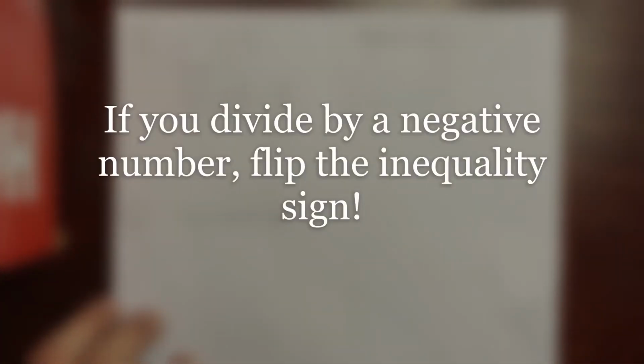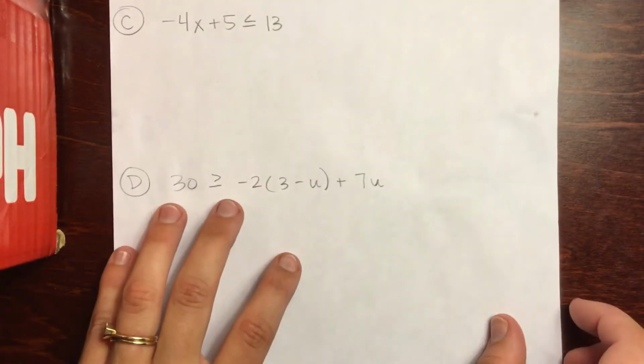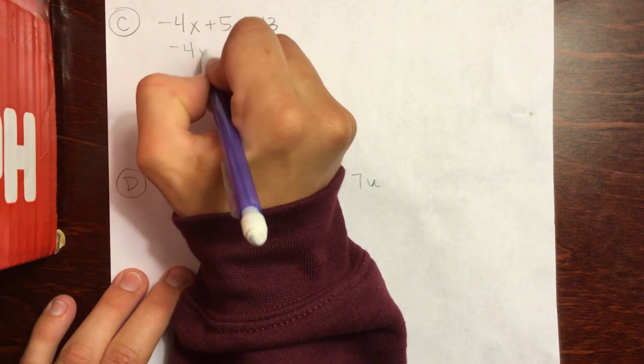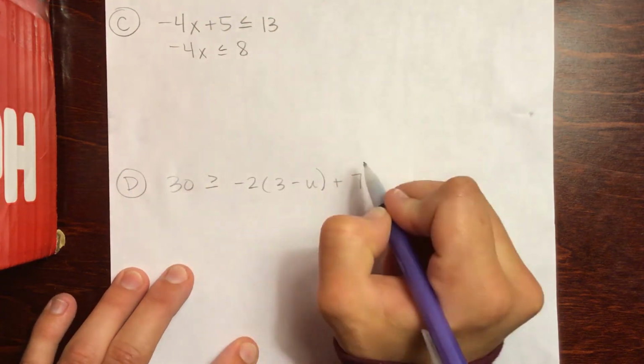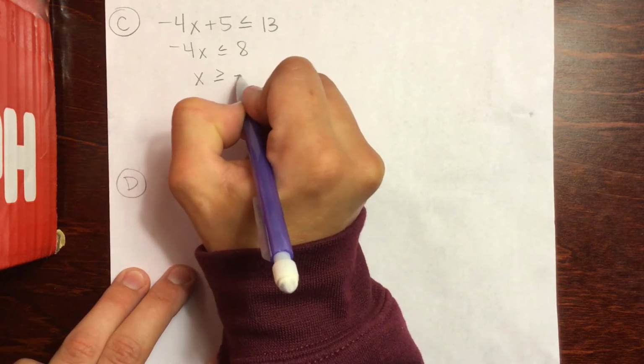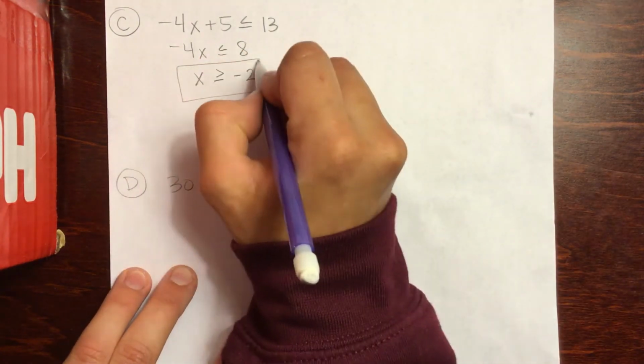Before we do this next example, let me remind you, if you divide by a negative, you have to flip the inequality sign. That should be, hopefully, the only thing that trips you up here. So let's solve this. Subtract your 5 over to the other side. And now divide by -4, which means my inequality sign flips. And we're done.